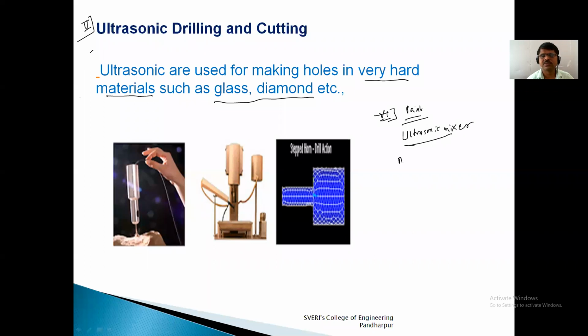Two non-miscible liquids are mixed with each other using these ultrasonic mixers. Means in paint, polishes, food products, in these factories, these ultrasonic mixers are used.